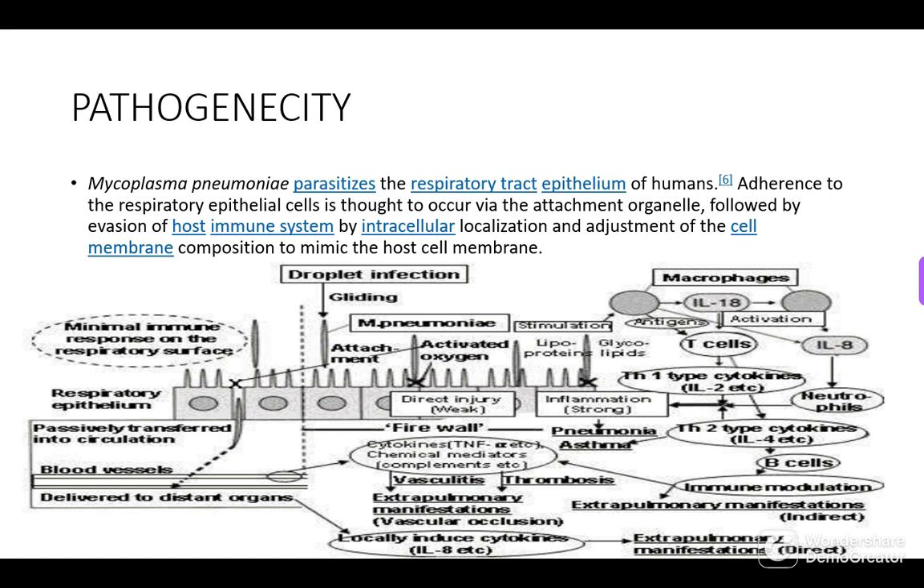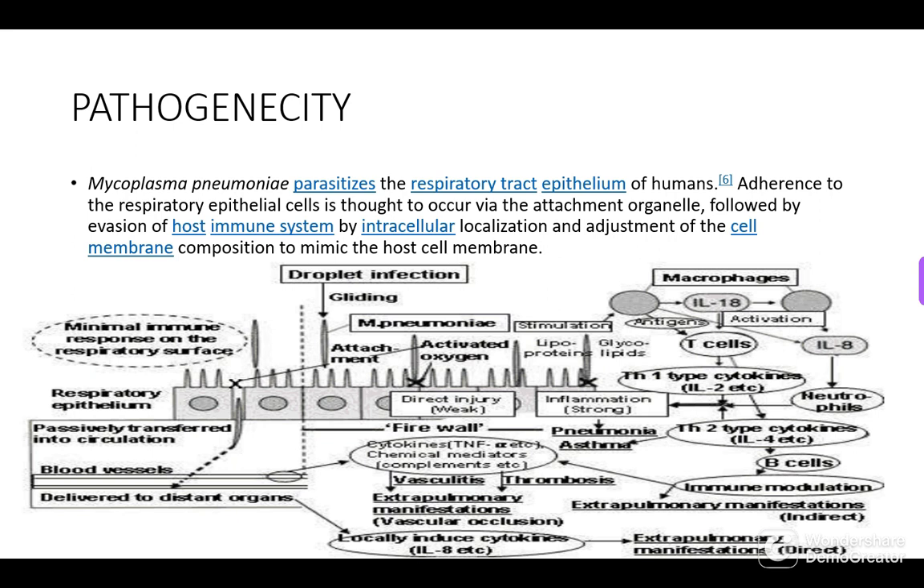The way to acquire the infection is usually droplet infection, because cough is there in these patients and they can transmit it from one person to another. So Mycoplasma pneumoniae parasitizes the respiratory tract epithelium of humans, and adherence to the respiratory epithelial cells is thought to occur via an attachment organelle, followed by evasion of the host immune system by intracellular localization and adjustment of the cell membrane composition to mimic the host cell membrane.